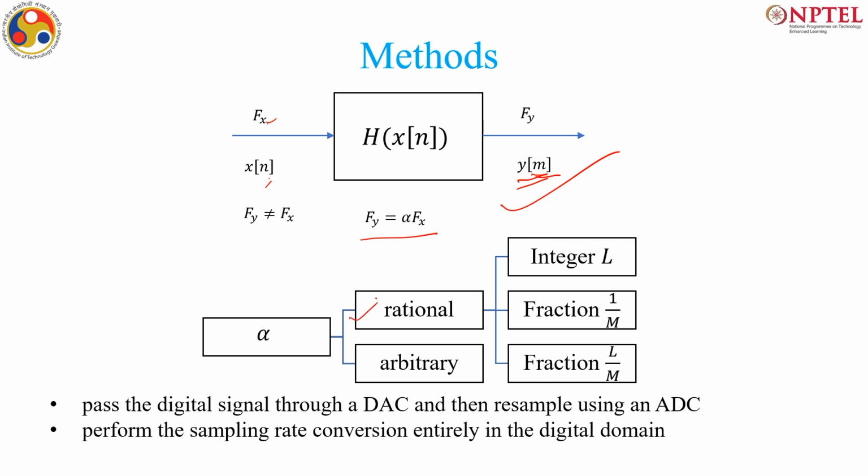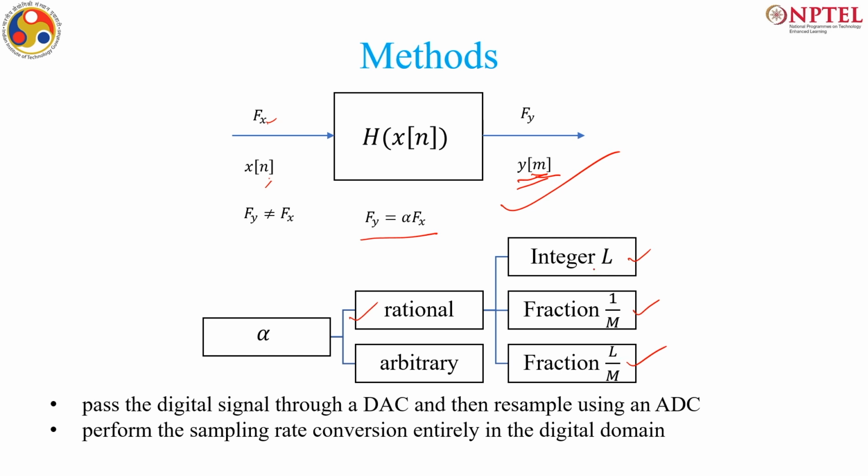Alpha can be rational, like twice of f x, or 2 by 3 of f x, and there are some specific cases of rational. It can be an integer, like alpha is 2, which means f of y is twice f of x. I am just doubling the sampling frequency. Or it can be 1 by m, like 1/3 of my original sampling frequency. Or it can be any rational fraction L by m, where L and m are positive integers.